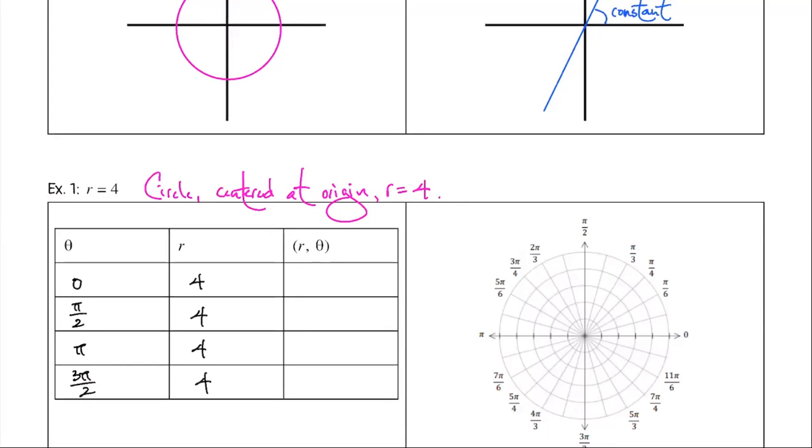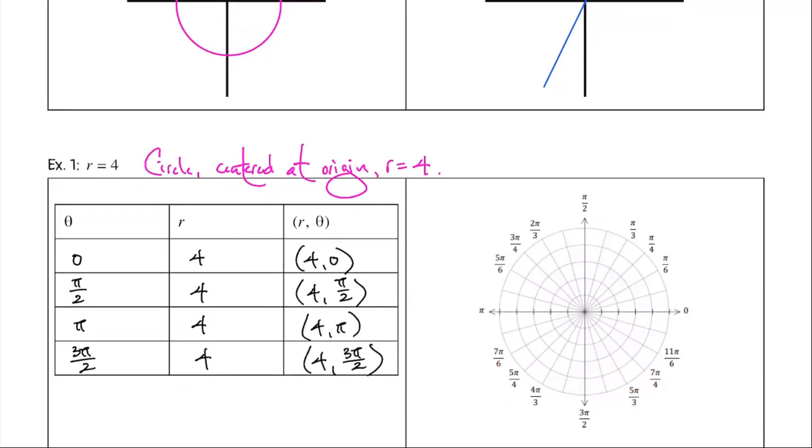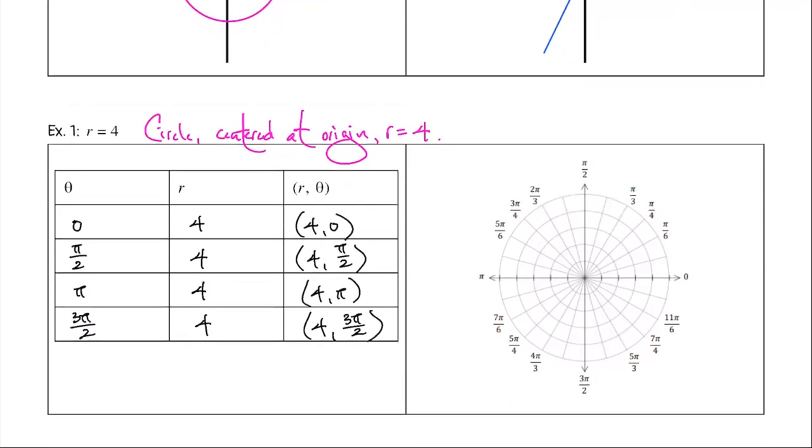So if we were to write this as a coordinate, we would have 4 comma 0, because it's the r first and then the theta. The next point would be 4 comma pi over 2, then 4 comma pi, and then 4 comma 3 pi over 2. And so let's plot these points on our graph and see, does it actually give us that circle that Judy promised us it would?